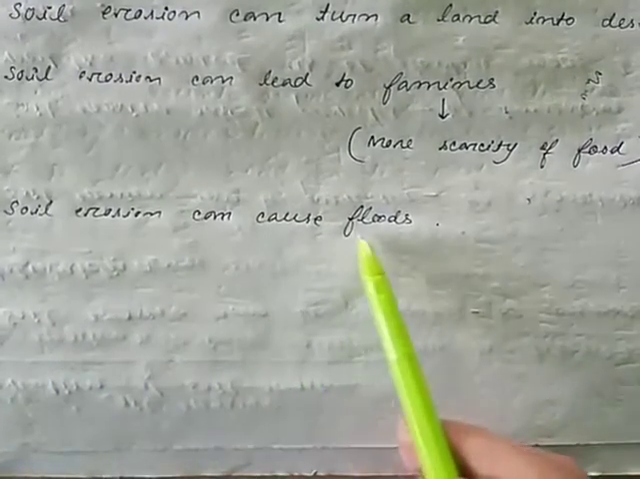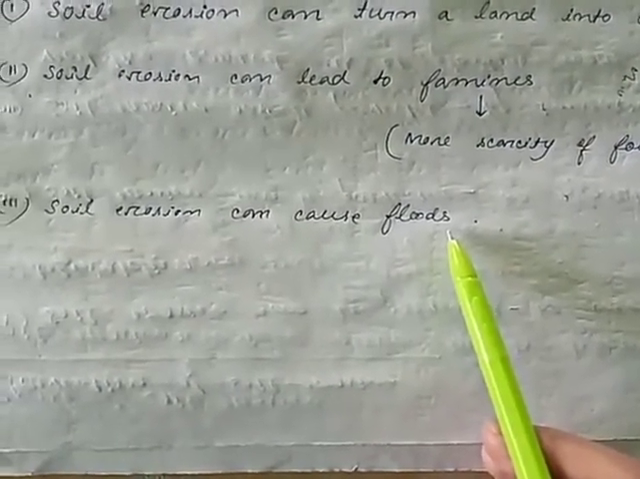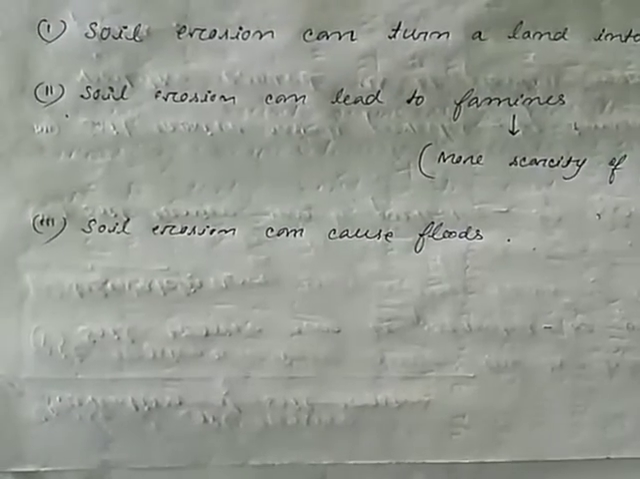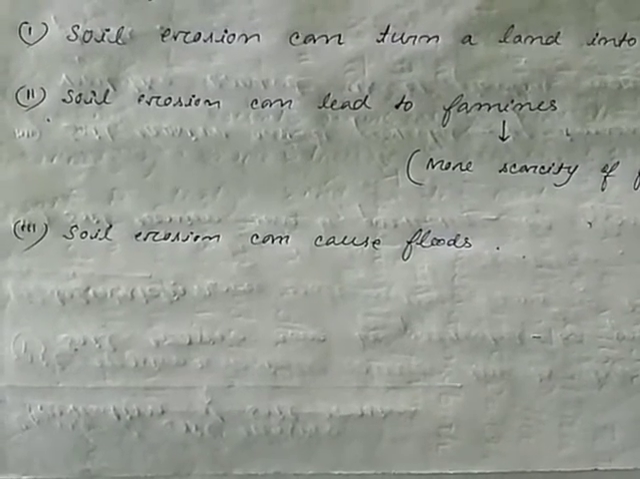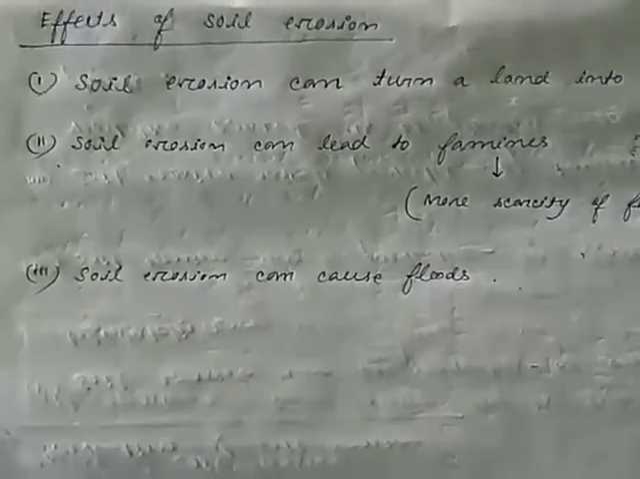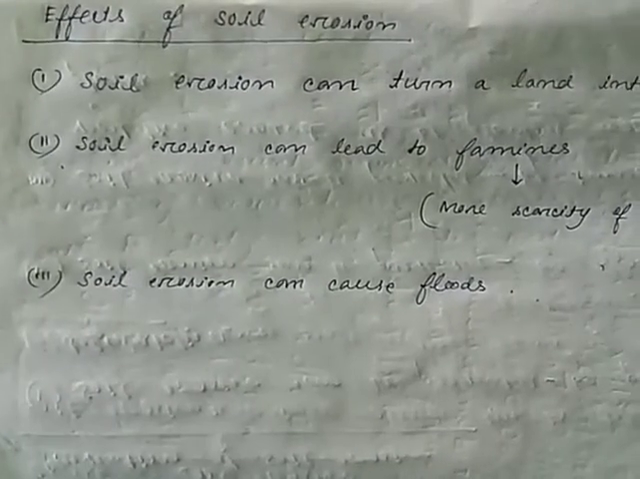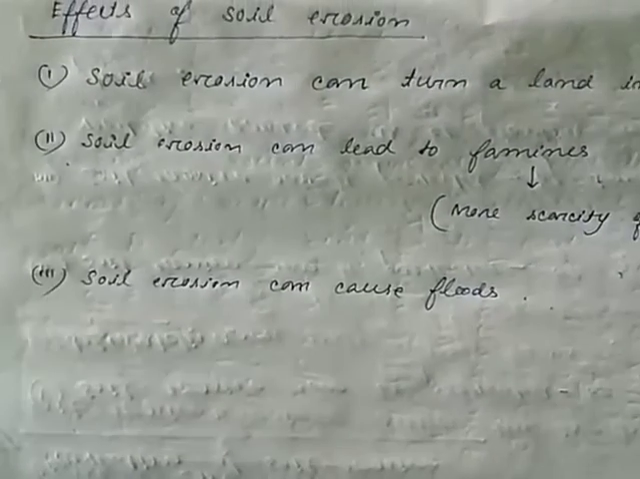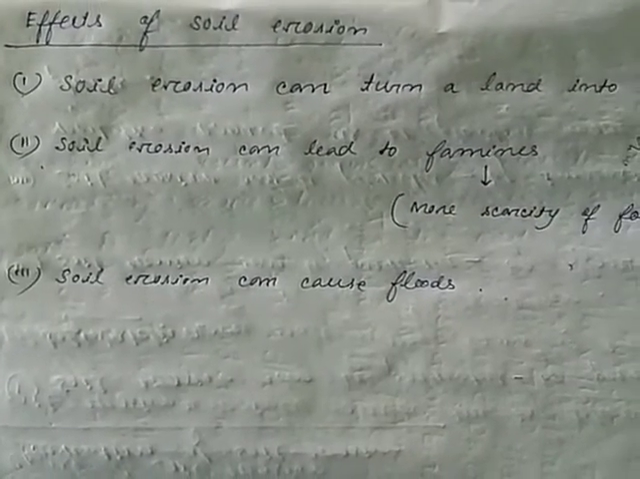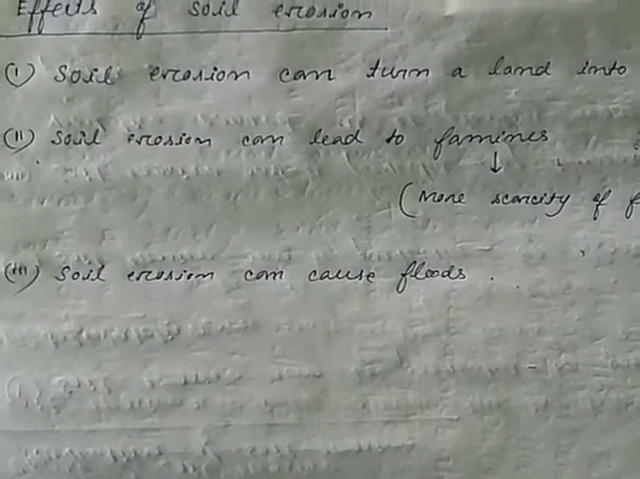Soil erosion can cause floods. During soil erosion the top layer of the soil is removed, so as a result of which the land becomes very deep. Now when there will be heavy rain, the river water overflows to the land where soil erosion occurred, as a result of which we see flood.